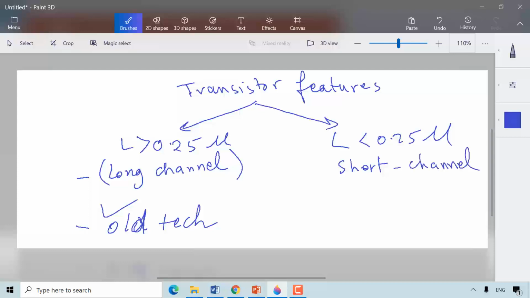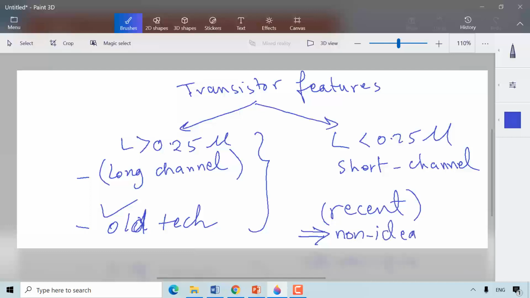These are the recent devices, the ones being manufactured right now. But these devices deviate from the features that we have derived, and they exhibit some non-ideal behaviors, and this is what we will study in this lecture.